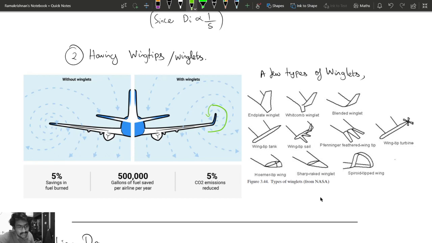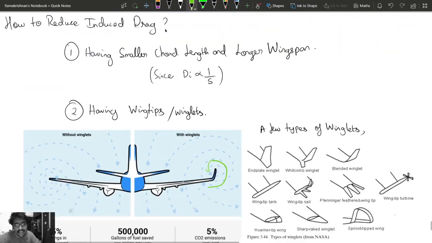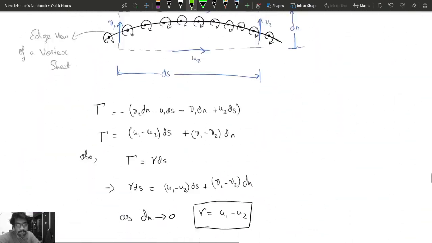This is a figure given by NASA, showing that different winglets have different implications and are used for different purposes. And this is a figure that a commercial airliner provided. Using winglets has resulted in 5% savings in fuel burn, and it has also reduced CO2 emissions by 5%, because the amount of power that we extract from the engine is reduced, which also directly implies a reduction in fuel consumption. So that's all about induced drag, and thank you for listening.